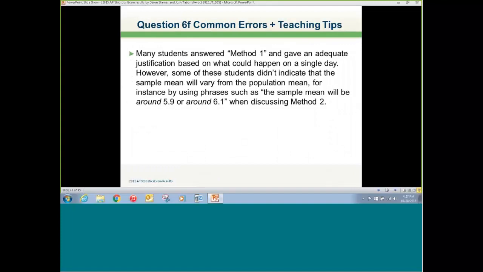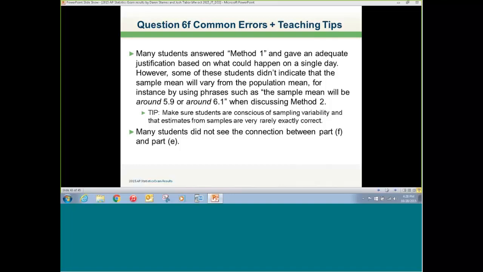So some teaching tips and some common errors. Many students answered method 1, and gave an adequate justification based on what could happen on a single day. However, some of these students didn't indicate that the sample mean will vary from the population mean by using phrases like the sample mean will be around 5.9 or around 6.1 when discussing method 2. They simply said, oh, with method 2, the mean will be 5.9 or will be 6.1, not recognizing sampling variability. So tip: make sure students are conscious of sampling variability and that estimates from samples are very rarely exactly correct.